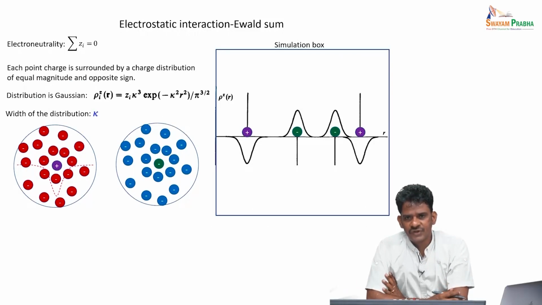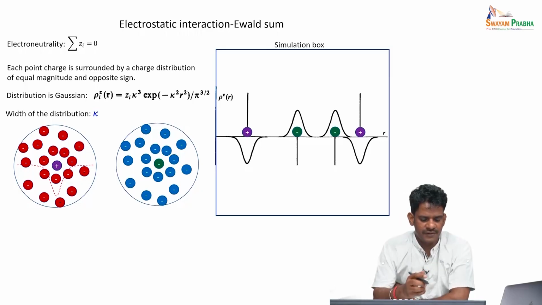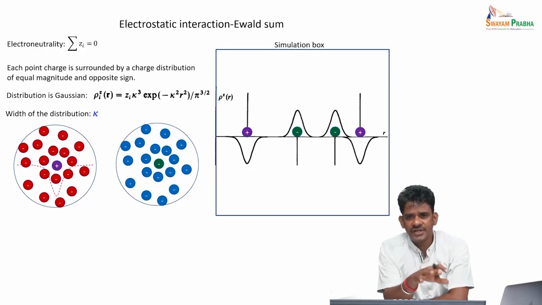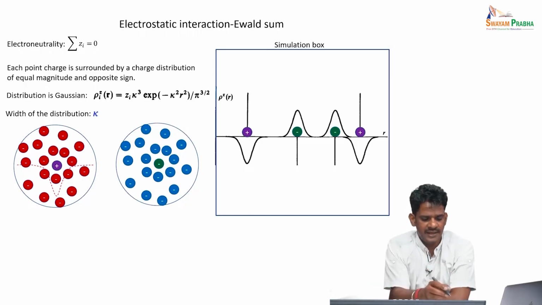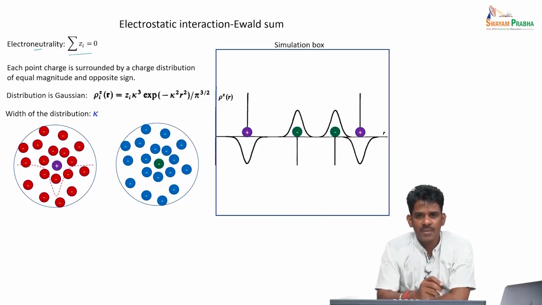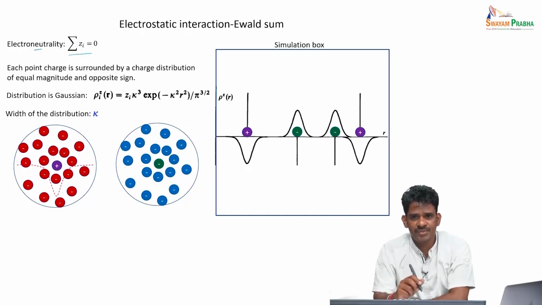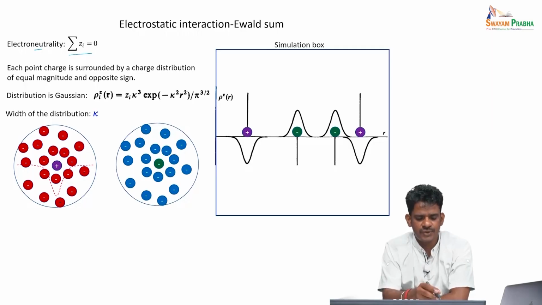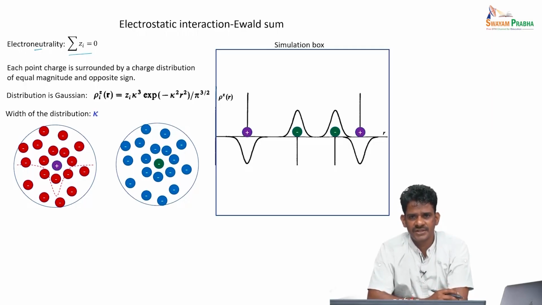Now, in the actual Ewald sum, some approximations are included, so that we can calculate this sum over all the periodic images a little faster. The way you do that is, first of all, we have to ensure that the simulation boxes satisfy electroneutrality. That means, if I sum over all the charges in the central simulation box or its neighbors, it should always add up to 0. So, there is an equal number of positive and negative ions, so that the electroneutrality condition is always satisfied.